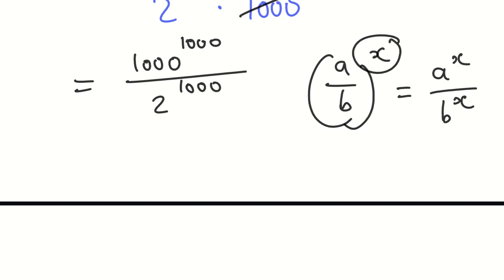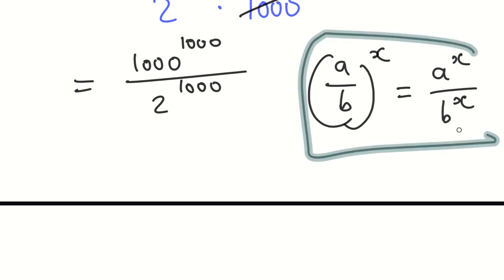Power of a quotient. You have a division in the bracket, so you can distribute the power because of the bracket. It tells you that the power should be applied to both a and b. So you are going to have a raised to the power of x over b raised to the power of x. This is what I call the power of a quotient rule.